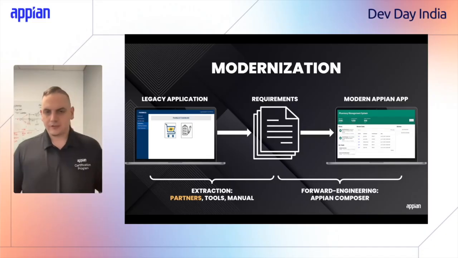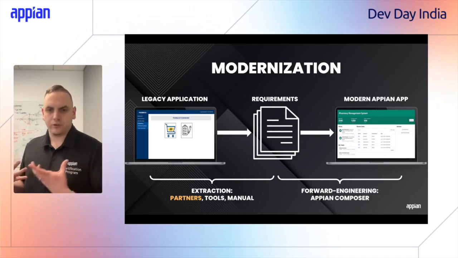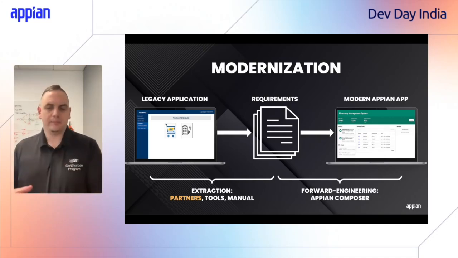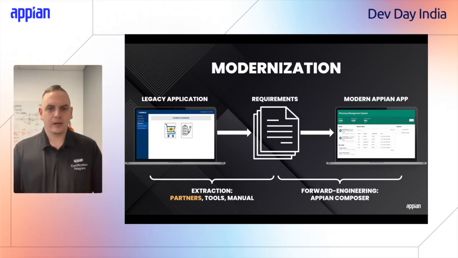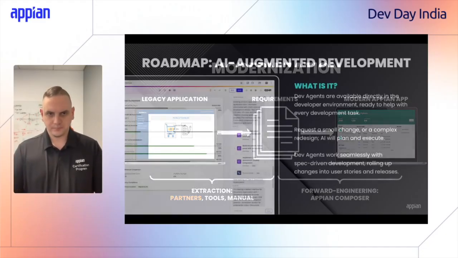And so working with partners to do things like code extraction and system understanding in order to get to those business requirements documents that you can put into Appian to generate that application has proved to be a really fruitful handshake that we're seeing continue to uptick in adoption to drive really large-scale modernization opportunities.